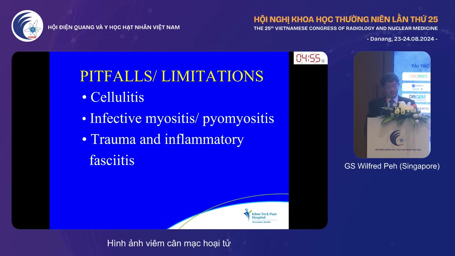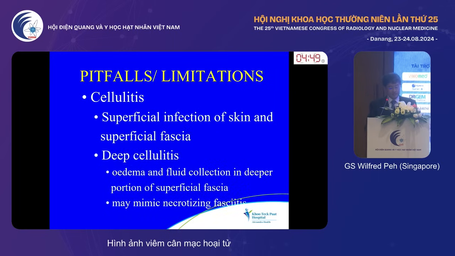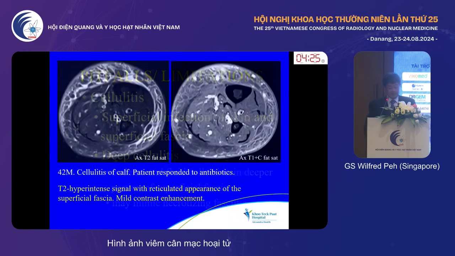There's infection of the muscles. And then it can be due to trauma and inflammatory conditions. So I'll show you some examples. Cellulitis is essentially superficial infection of the skin and superficial fascia. You can get deep cellulitis. It doesn't really affect the intermuscular fascia, but often affects the deeper part, or the peripheral part of the deep fascia.